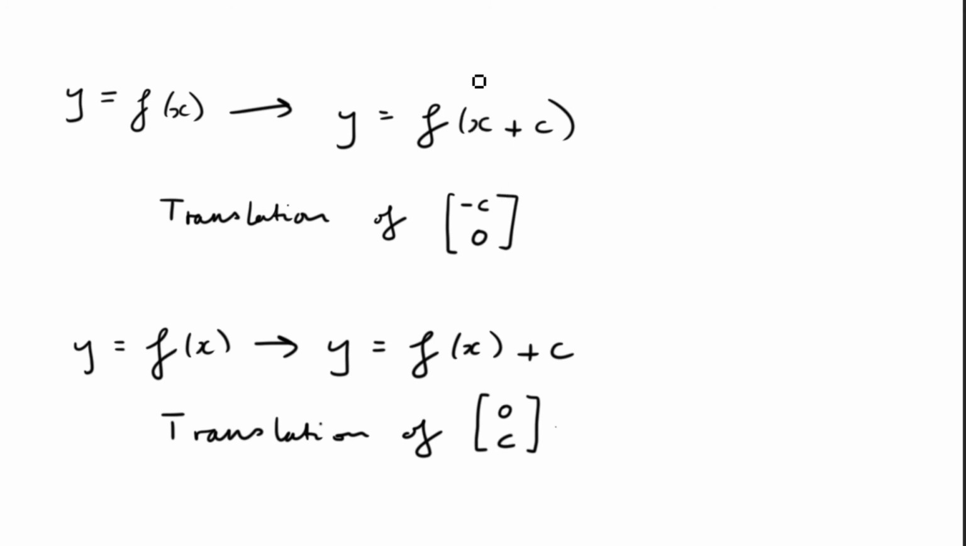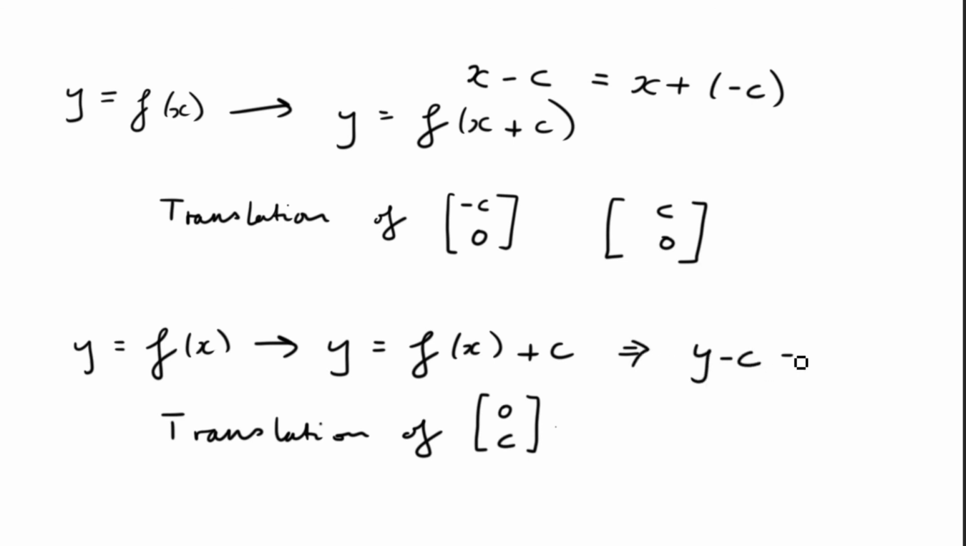In the first example, we have described this as changing x to x minus c, which is the same thing as x plus negative c. So that would mean our translation, instead of being (-c, 0), would be (c, 0). So that's what we have said. In the second case, this is exactly the same as what we have said if you subtract the c from both sides and write it instead as a replacement of y by y minus c.